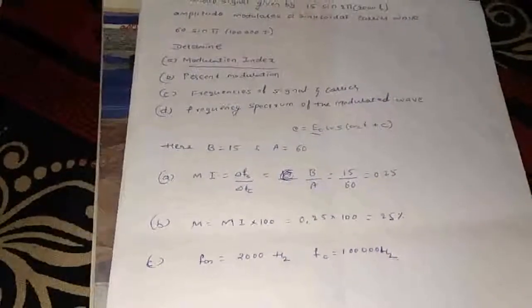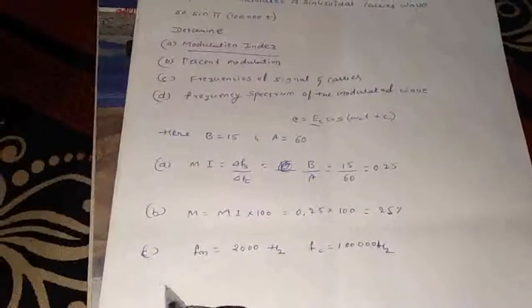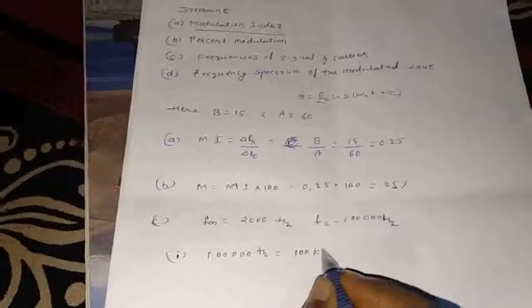So we have to find out the frequency spectrum of the modulated wave. To find that, the first one is the carrier, 1 lakh hertz. We have to convert that, that is 100 kilohertz, first one.